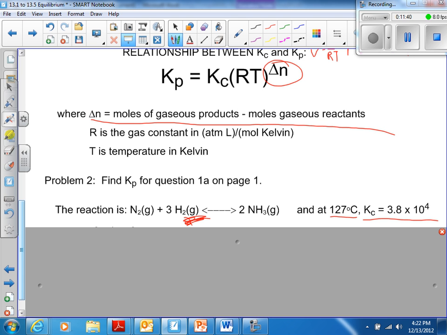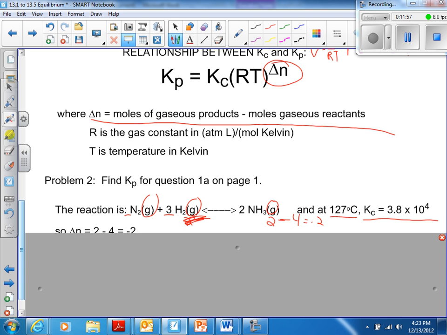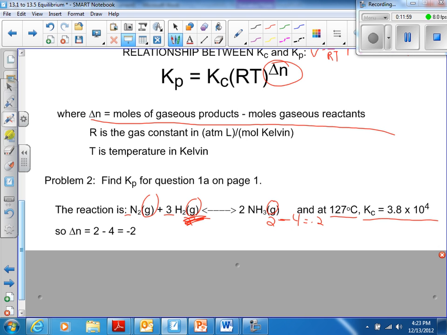So the moles of product, gas products, we only look at the gases. If there were solids or liquids in here, we would ignore them. So 2 minus the moles of reactant gases. We have a 3 and a 1. So 2 minus 4 is negative 2. Right there, delta N is 2 minus 4, negative 2.